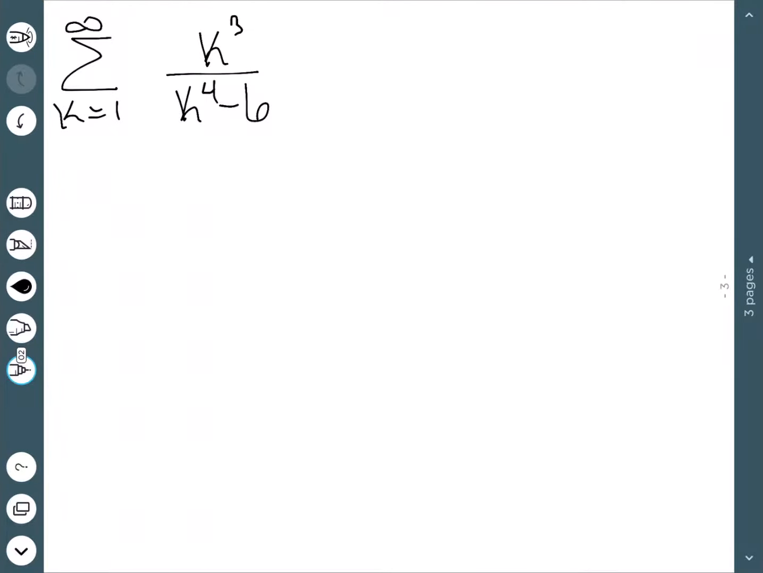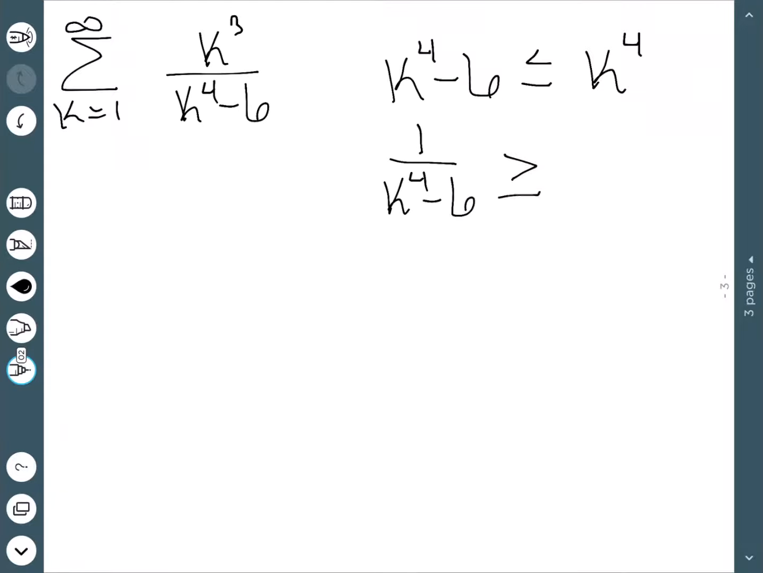I now have k cubed over k to the fourth minus 6. And so when we're dealing with this, we usually want to compare polynomials to polynomials. So one thing that I can say is that k to the fourth minus 6 is definitely less than k to the fourth. Subtracting 6 makes something smaller. When I move to the other side of a fraction, I'm now making this bigger. So flipping a fraction switches the direction of your inequality.